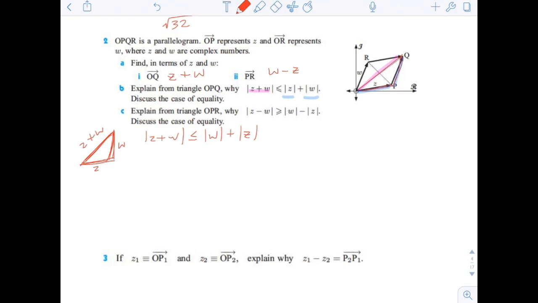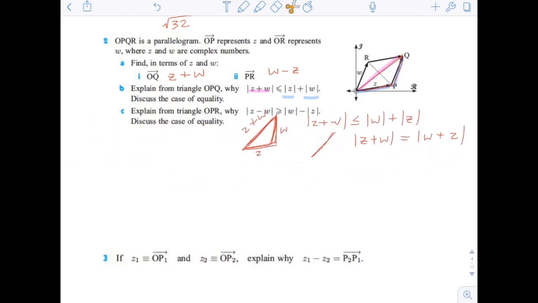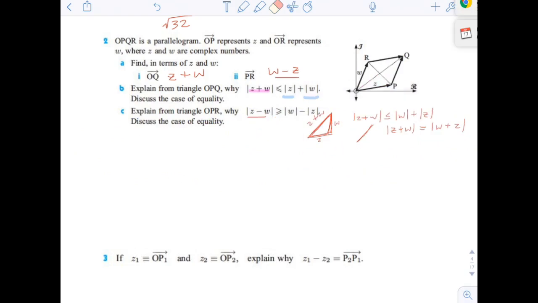When would this be equal? This would be equal if the triangle was totally flat, right? So if it was totally flat and all the sides were parallel, then the length of Z plus W would be exactly the length of W plus Z added together. Okay? Let's take a look at part C.